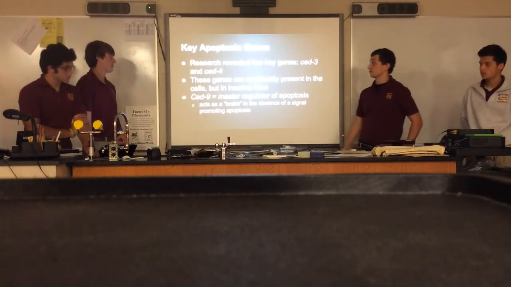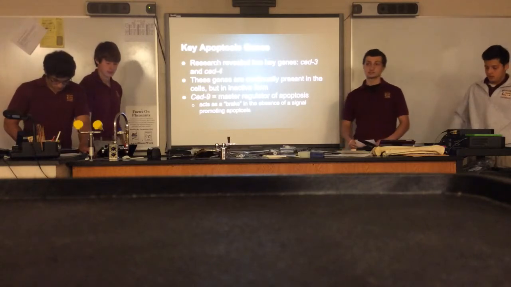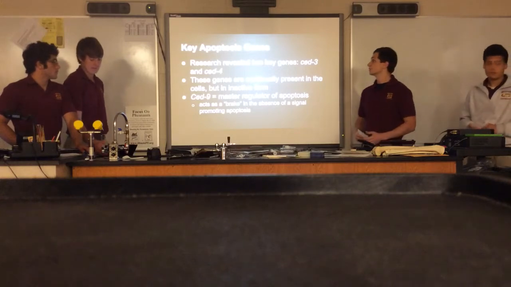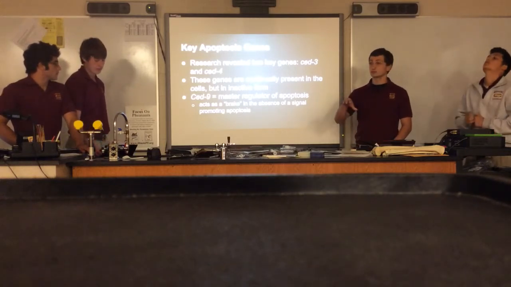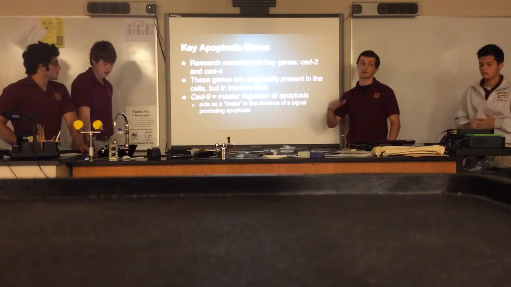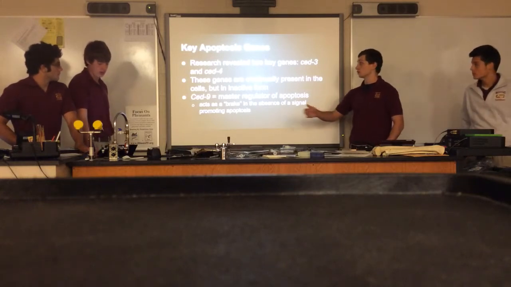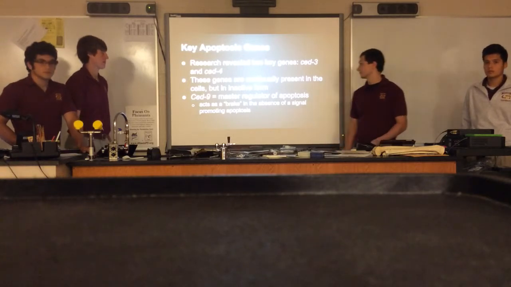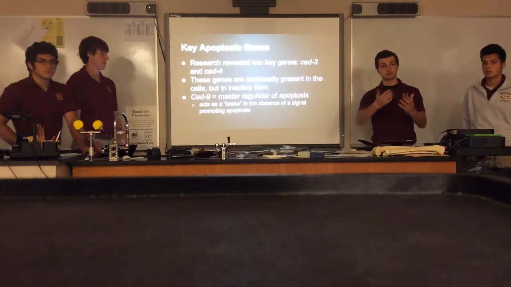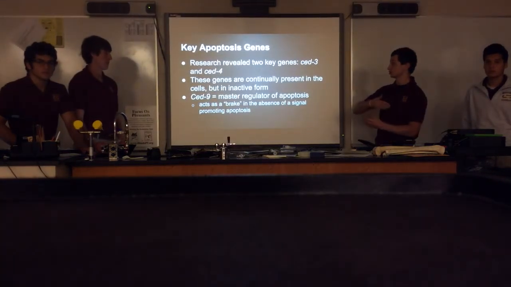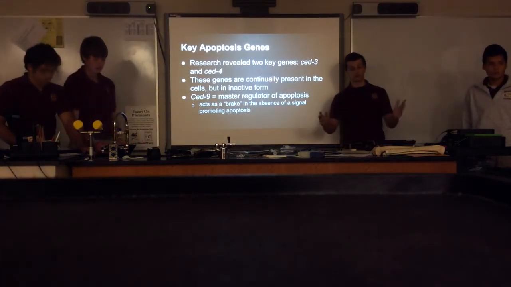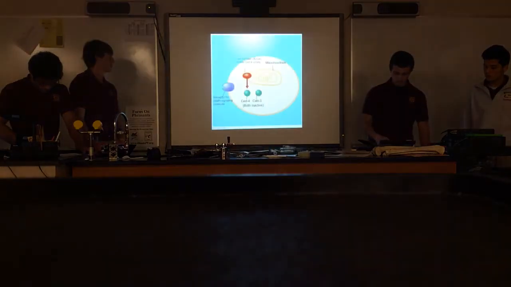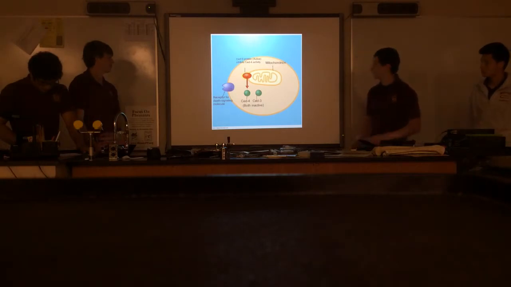While researching this, they revealed that there are two key apoptosis genes, CED3 and CED4. CED stands for cell death. These genes are always present in the organism, but they're always in their inactive form unless a death signal is received. Another important gene is CED9, which acts as the brake. It's always active unless a death signal comes in. Once a death signal comes in, it turns inactive, the brake goes away, and the cell dies. Let's talk about that.